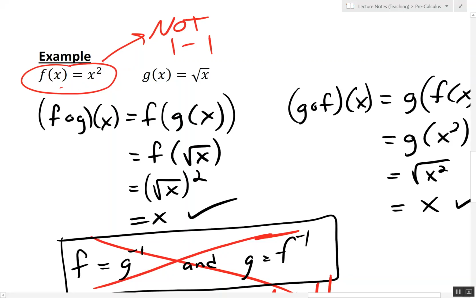So our next video will be restricting domains to construct an inverse, and that's what we'll need to do to fix this. See you then.